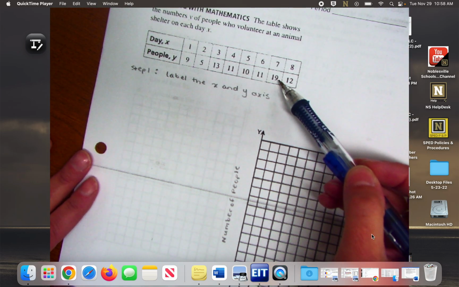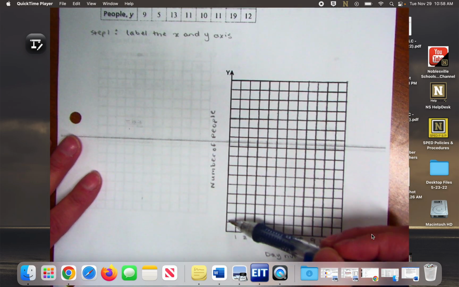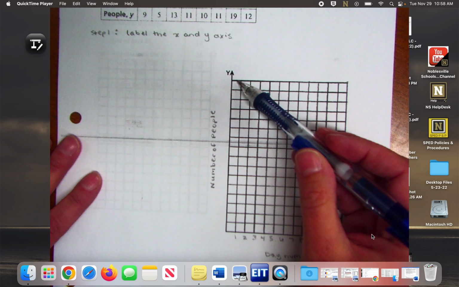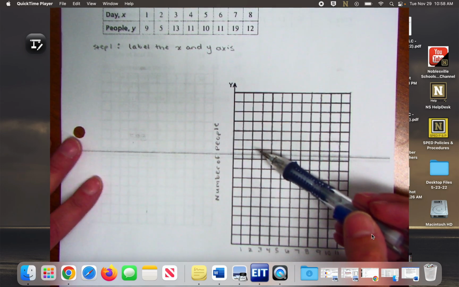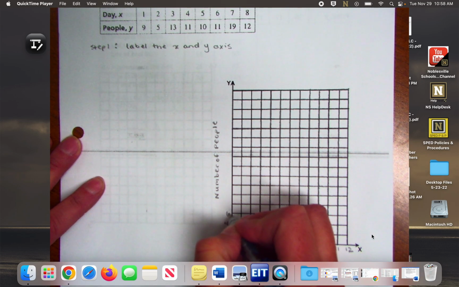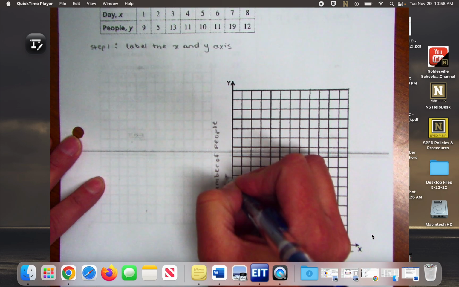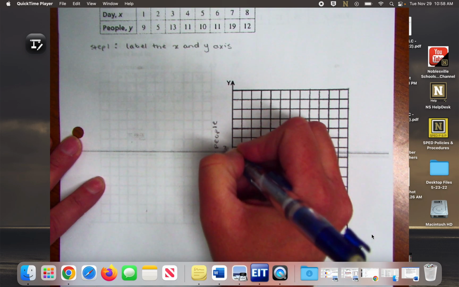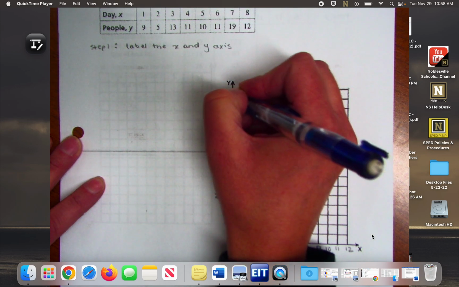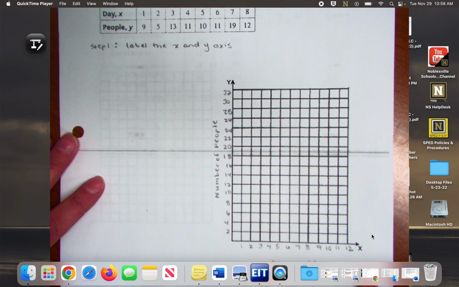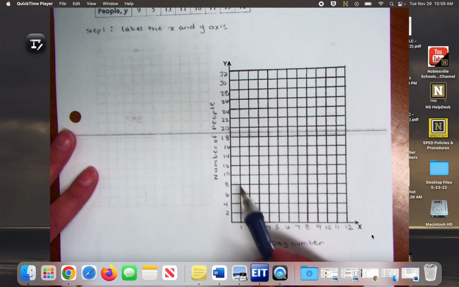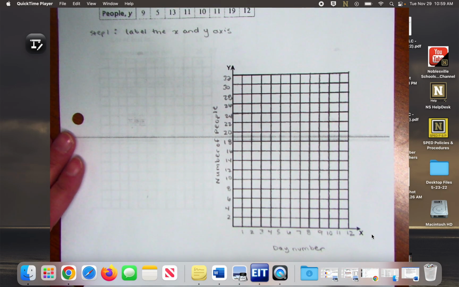And it goes all the way up to 19. So let's see if we have 19 here. 1, 2, 3, 4, 5, 6, 7, 8, 9, 10, 11, 12, 13, 14, 15, 16. So we don't have enough to go by single digits. So we're going to have to go by twos to fit it all in. So you should get all the way up to 32. So that's step one, just labeling, right? Nice and neat. We know the day number and the number of people that visited this animal shelter.